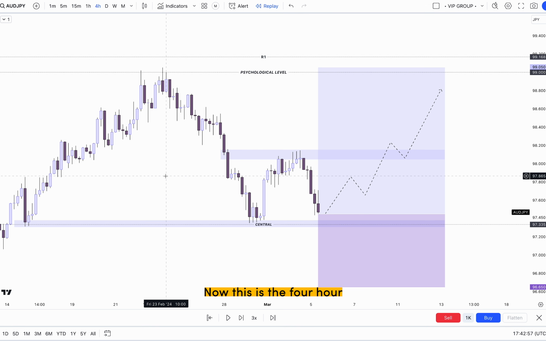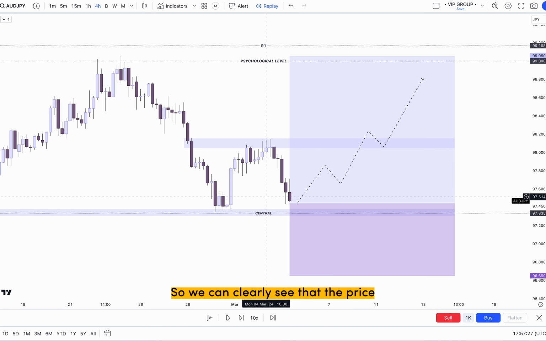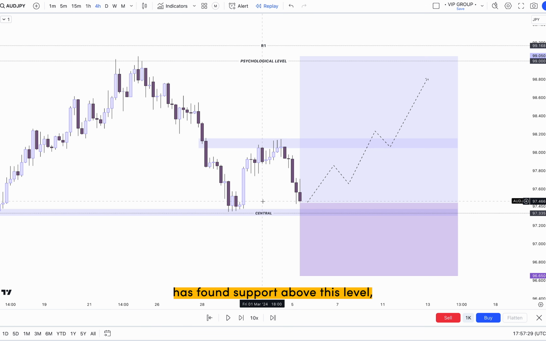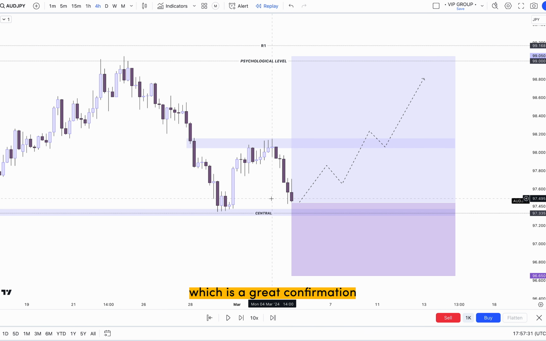Now this is the 4-hour chart of AUD/JPY, and this is where I executed my trade. So since the overall trend is bullish, the price action has crossed above multiple pivot points, I can aim for that resistance level just right over here. So we can clearly see that the price has found support above this level, which is a great confirmation that the buyers are maintaining control, which once again aligns perfectly with the trend continuation approach.